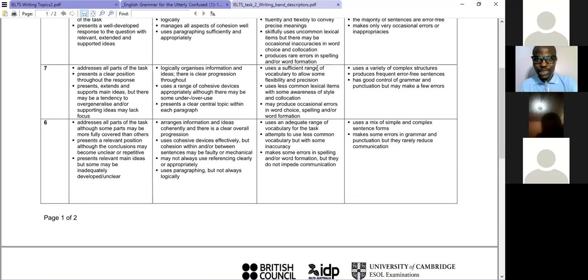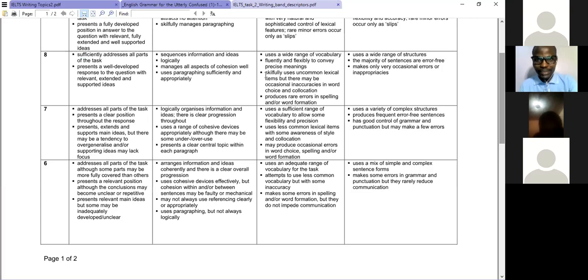Band 7 says uses a sufficient range of vocabulary to allow some flexibility and precision. Sorry, we jump back to band 8. Band 8, I didn't read that part through. The third bullet says skillfully uses uncommon lexical items, but there may be occasional inaccuracies in word choice and collocation. Now you have collocation. You have a word called collocation. And going through what I have here, you have collocation as one of the things that will help you to score a very high mark in your IELTS.